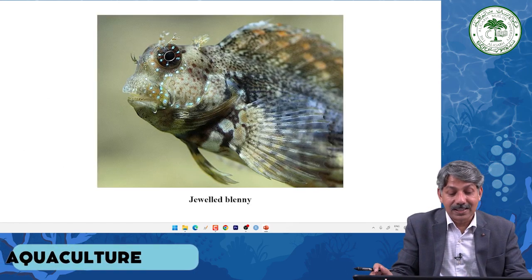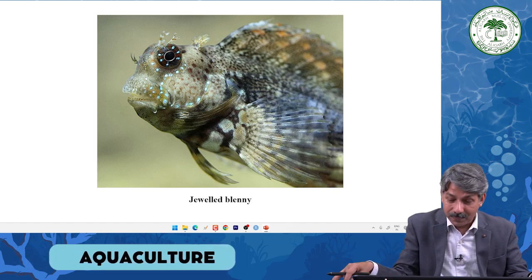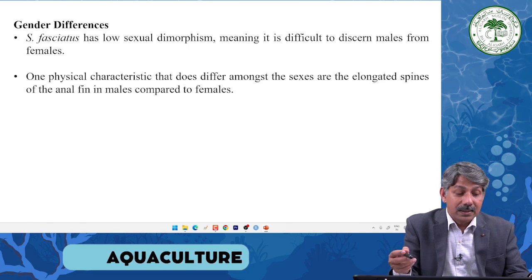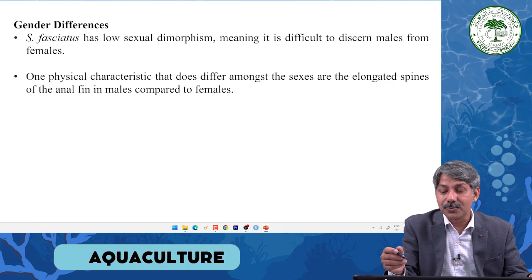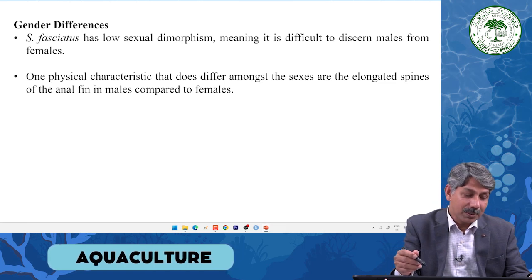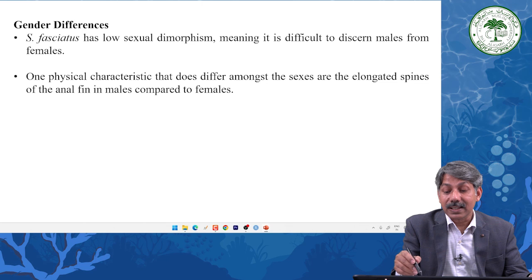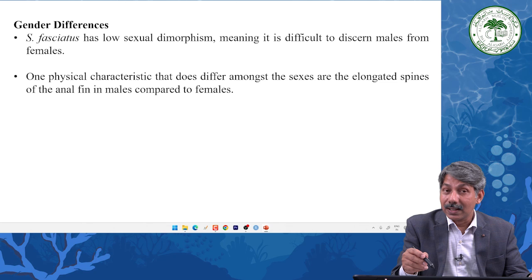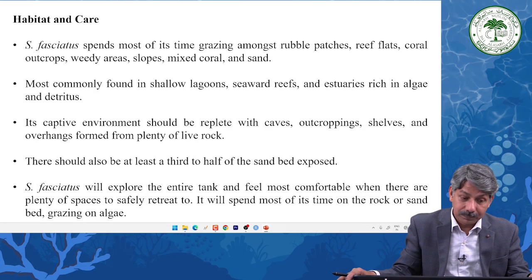You can see here how beautiful this fish looks, like full of jewels. This jewel fish has low sexual dimorphism, meaning it's again difficult to distinguish male and female. One physical characteristic that does differ among the sexes are the elongated spines of the anal fin in males, in comparison to the female.